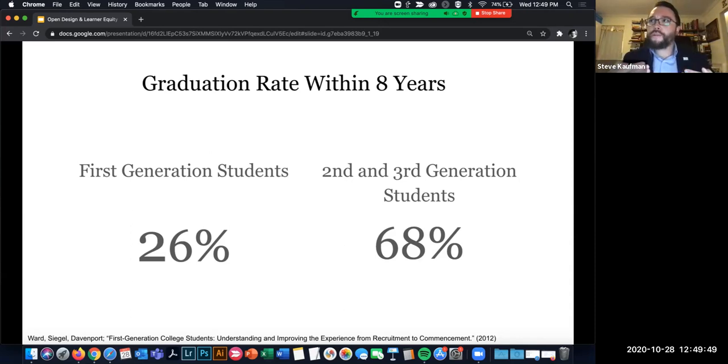So the point I want to make here is that there are groups of students that are not succeeding. And I think Dr. Pollard hit this right on the head, is that these issues have always been there. COVID has just brought an even brighter light onto the situation.